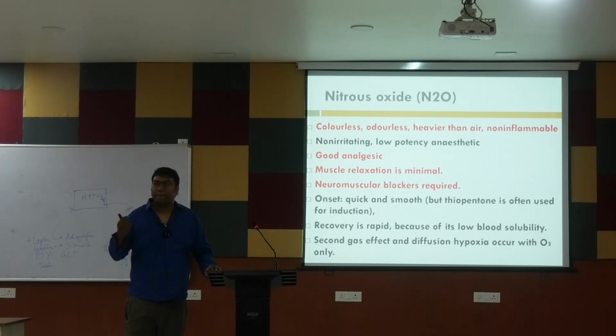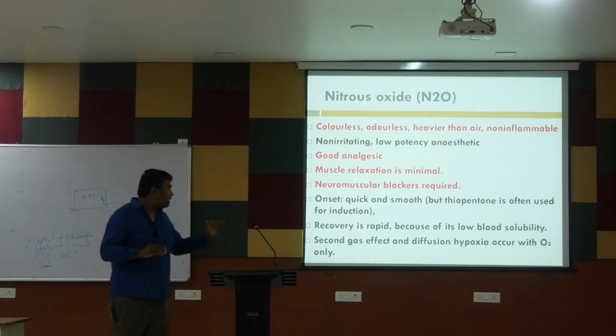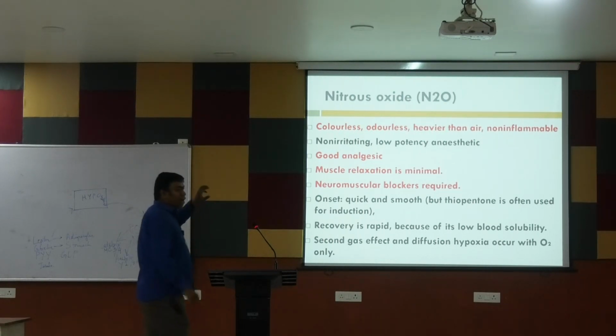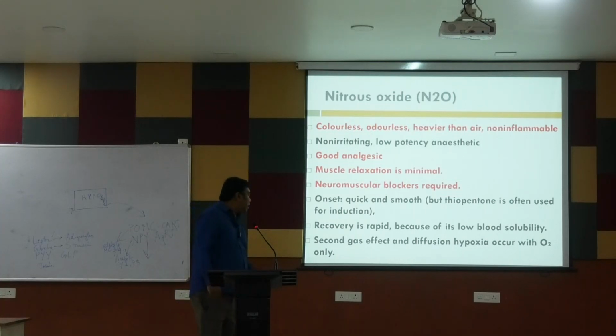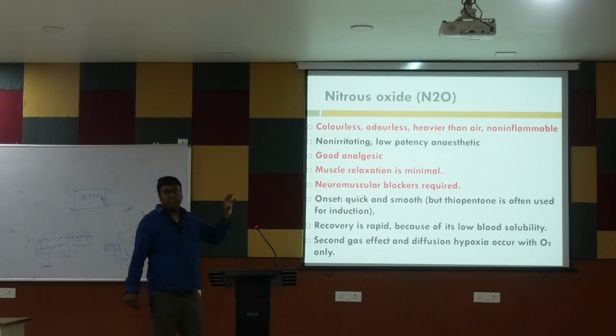What muscle relaxants are there? Has muscle relaxant been taught? There are two groups of drugs, depolarizing and non-depolarizing. Then with nitrous oxide, we require to add the full scale of muscle relaxant because it has only a very minimal relaxation effect on the muscle. So it requires neuromuscular blockers.